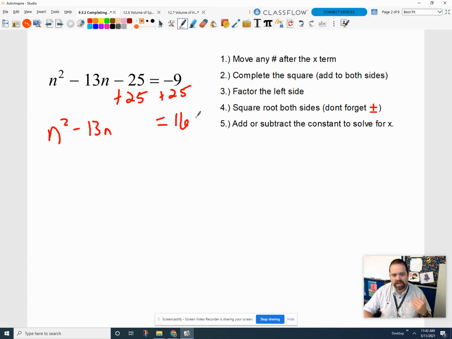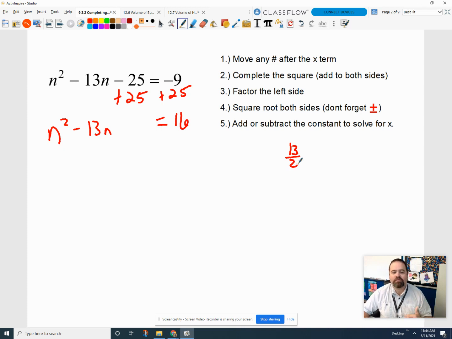Now to fill in this gap, I need to take half of that middle term. You're probably in your head dividing by 2. 13 divided by 2 is 6.5, and then you're like, oh crap, I've got to square 6.5. Don't do it that way. 13 divided by 2 is just 13 halves. Don't actually divide it out.